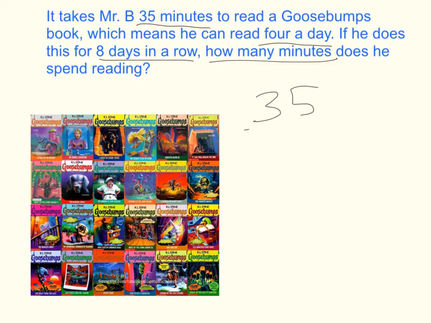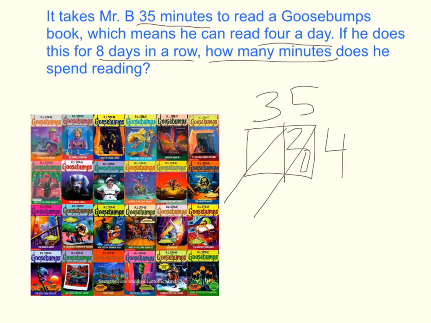So I'm going to set this one up as a lattice box. 35 times 4. So 5 times 4 is 20. 3 times 4 is 12. Add my diagonals. 0, 4, 1. So that's how many minutes I spend reading Goosebumps in one day. But I want to know how many I do this in 8 days. So I will set up another lattice box.